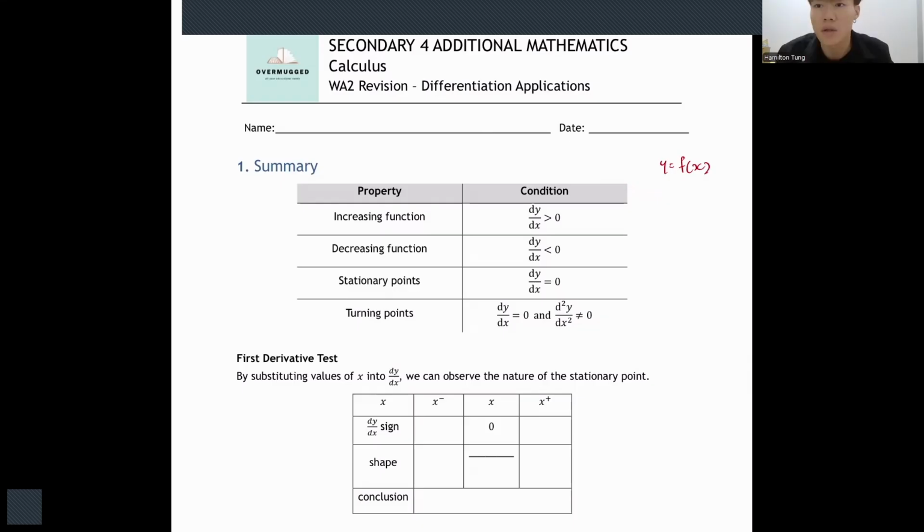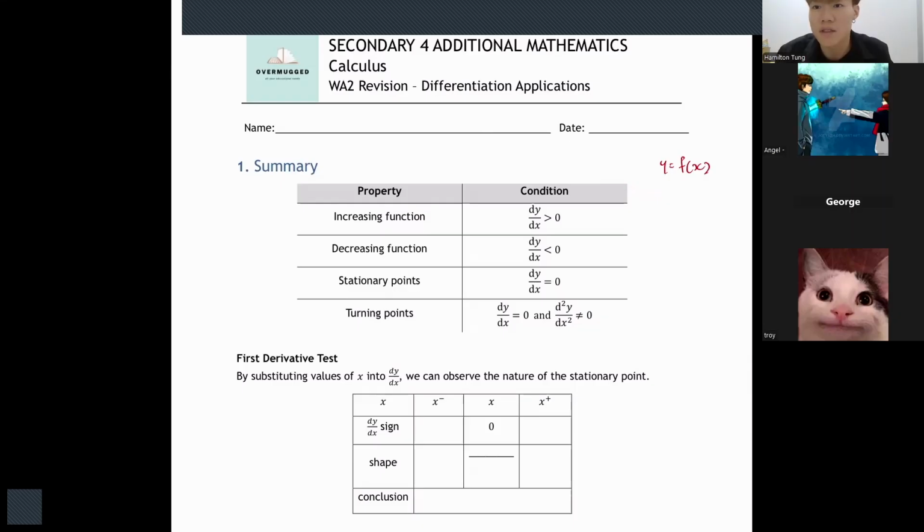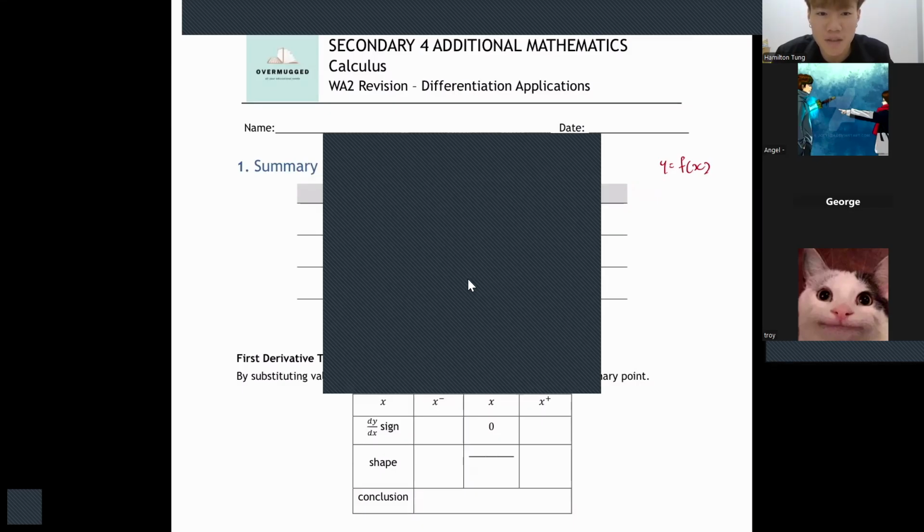Then we look at wait, I want to see my own face. Okay, can. Okay, so we talk about differentiation in general. You all can see my screen, right? Is it okay? Can give a thumbs up if you can, if it's okay. Can see my screen or cannot? Can okay, can. Okay, let's start.